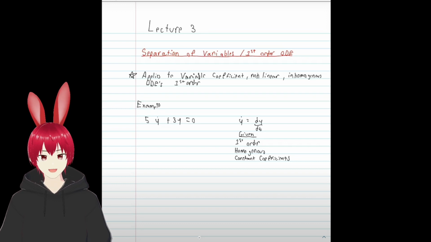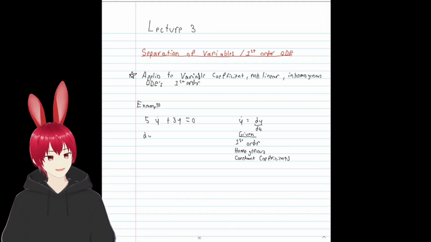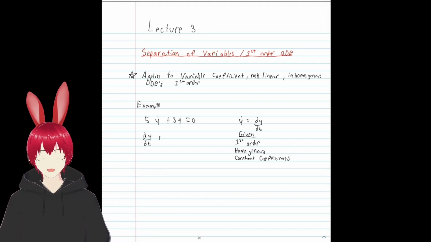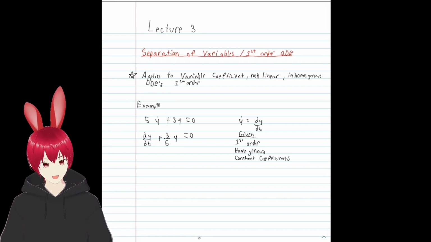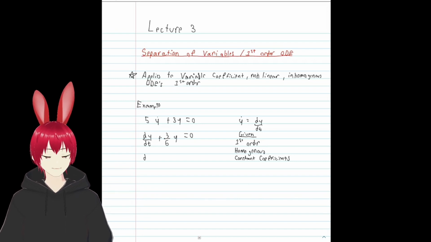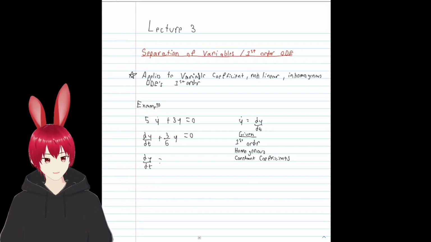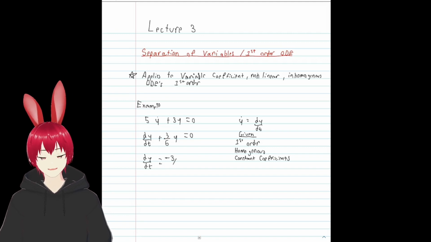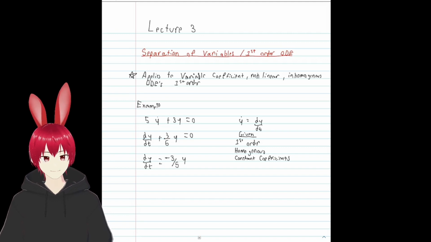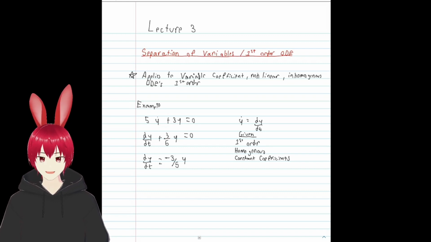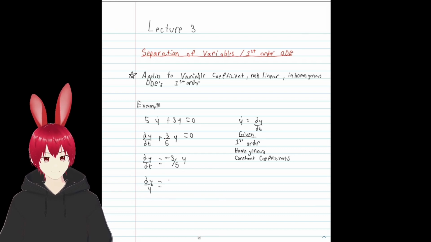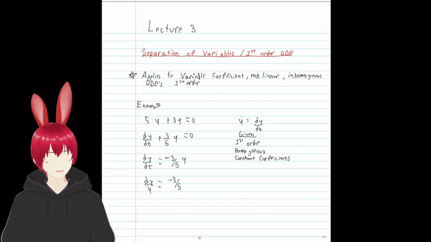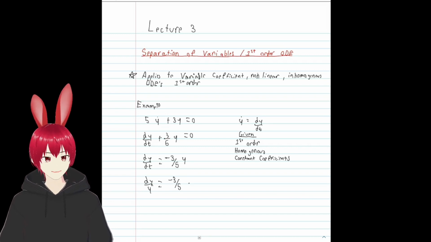Let's plug in dy dt for y prime and divide by 5. This gives us dy dt plus 3/5 y is equal to 0. This puts us in the position where we can actually use separation of variables. Next we have dy dt is equal to negative 3/5 y. Now, since we have the variables on each side, we can move the dy divided by y onto the left and the dt over to the right.